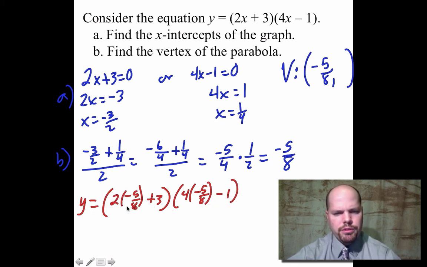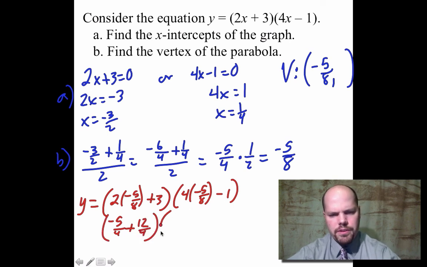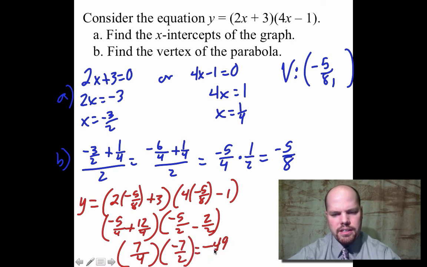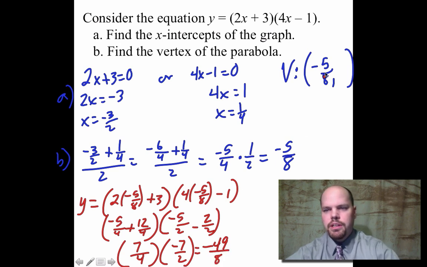2 and 8 reduced to 1/4, so this would be negative 5 fourths, plus 3, which is 12 fourths. Okay, 4 and 8 reduced to 1/2, so negative 5 halves, minus 2 halves. So this gives us 7 fourths times negative 7 halves, which would be negative 49 eighths.